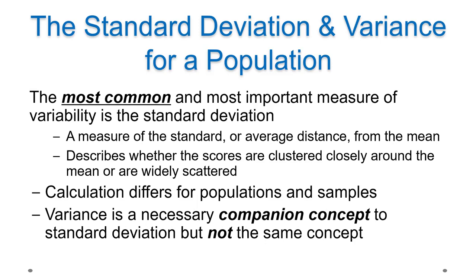The most common measure of variability is standard deviation. The standard deviation of a group of scores tells us how spread out the scores are around the mean. To be precise, the standard deviation is a measure of the standard or average distance from the mean. Just as there is a population mean and sample mean, we also have a population standard deviation and variance, and a sample standard deviation and variance. The calculations are different for population and sample data.